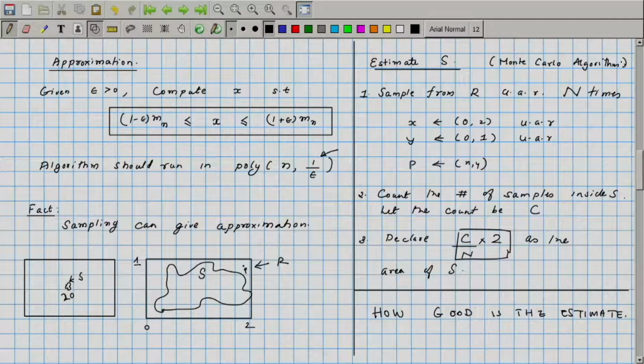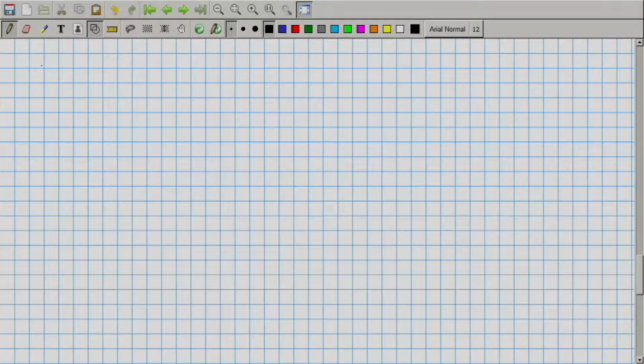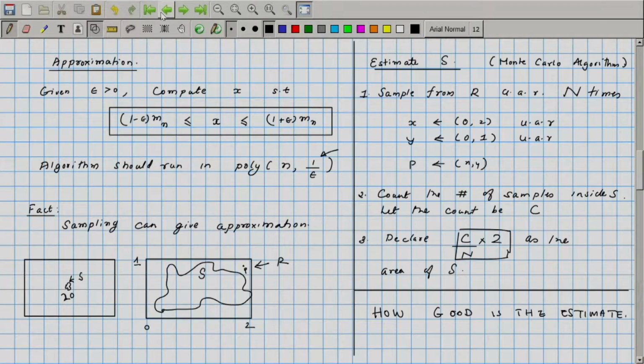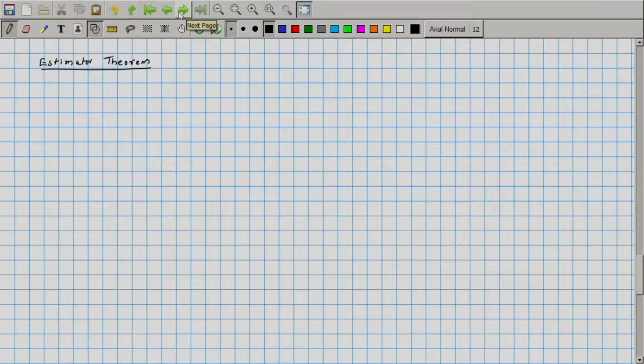Okay. Now, the estimator theorem will tell us why this algorithm can work when the size of S is comparable to the overall size. Okay, so what does this estimator theorem say?